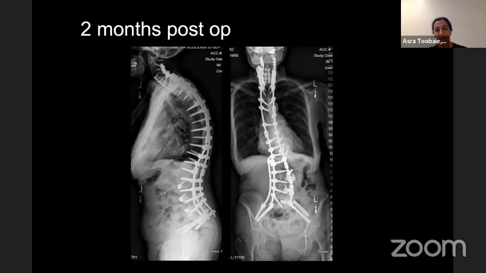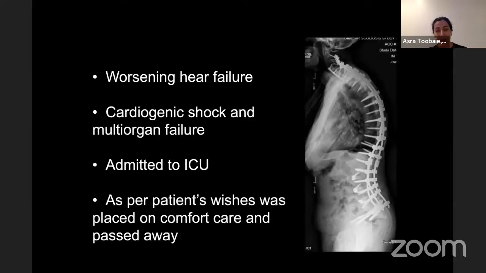And these are her X-rays 2 months post-op with improved alignment. Unfortunately, about 7 months post-op, she had worsening of a heart failure. She went into cardiogenic shock, and she passed away in ICU. So this is an interesting case.